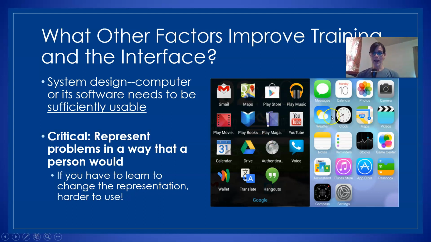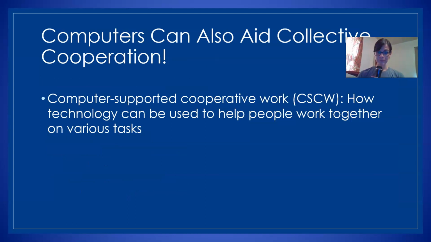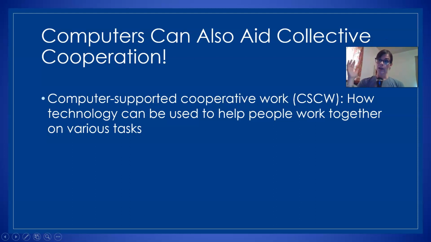Versus if I looked at this, I've probably got some idea that it's weather. What is helpful is that you'll always have these little lines of text below them that tell you what you're dealing with. If you didn't have those, this would be so much harder to navigate. And I would say that some of these icons are just bad because they don't feel intuitive or descriptive on a human level. Now, computers can also aid collective cooperation. We're seeing this right now in real time as more and more people flock to Zoom. So we're seeing an enhancement of computer-supported cooperative work, CSCW.